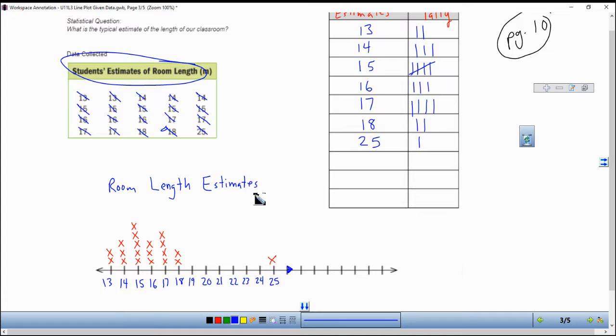Okay, so now we've done the third step. We've organized the data and we've shown the data. Now we move on to the last step, step 4, and that's to answer the question.